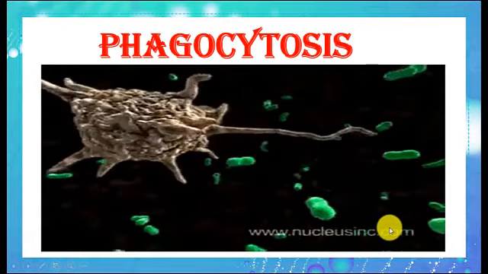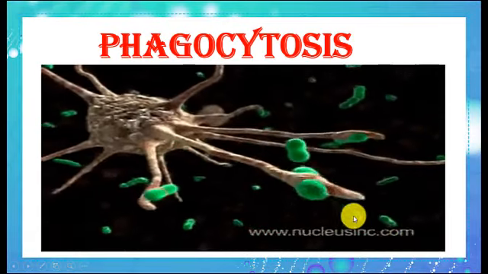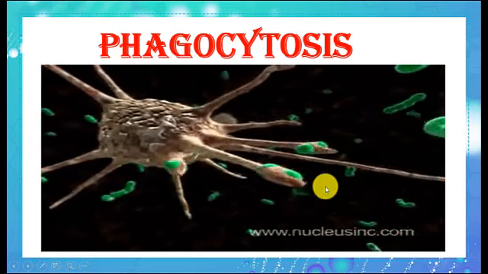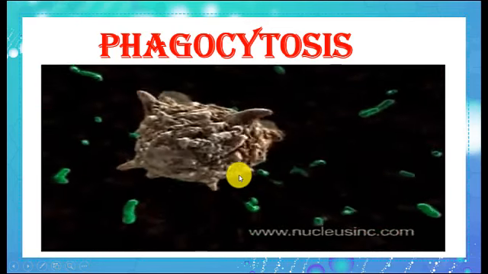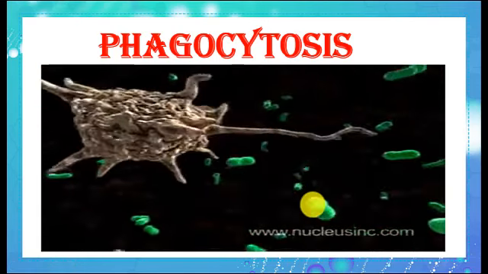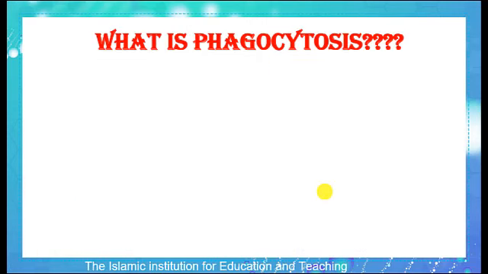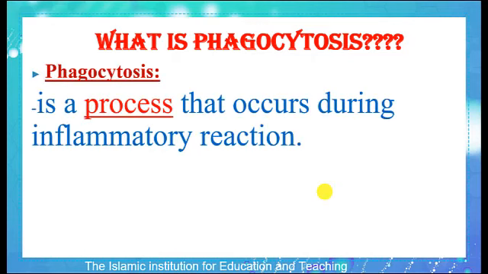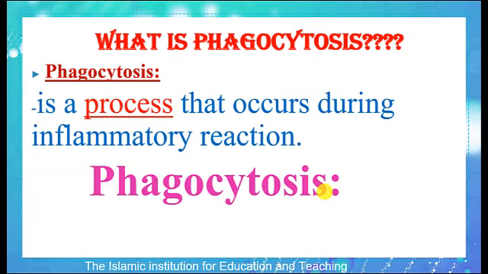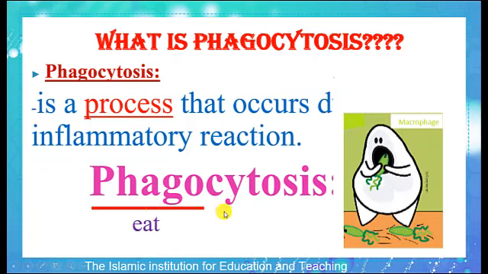This is a macrophage destroying pathogens in an infected tissue. But when does it happen? Which cells would undergo phagocytosis? Let's find out. Phagocytosis is a process that occurs during inflammatory action. The origin of the word phagocytosis is Greek, where phago refers to eat and cytosis refers to cell.